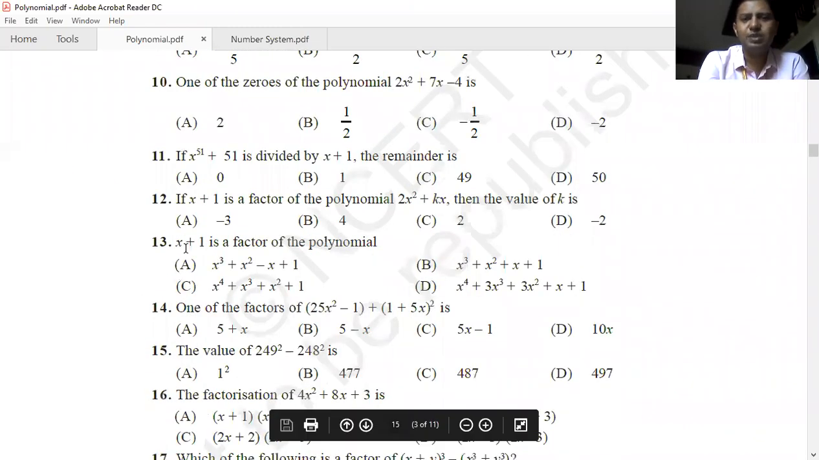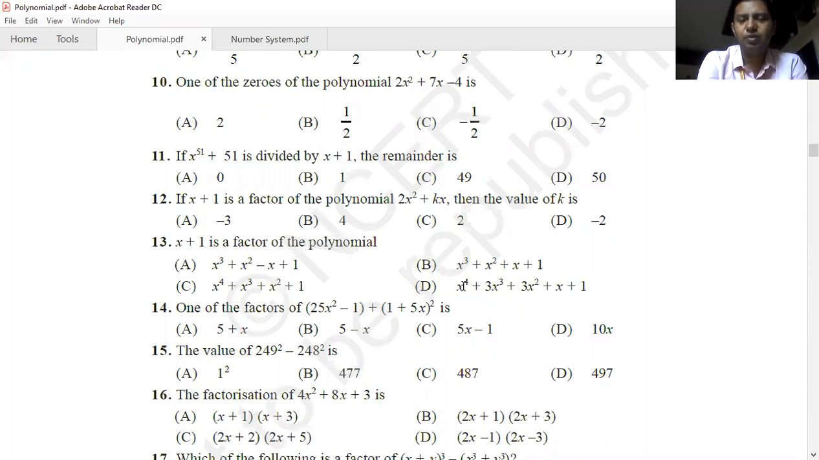If we need to check whether x plus 1 is a factor of a polynomial, we simply substitute x is equal to minus 1, and if that becomes 0, then that is a factor of the polynomial.